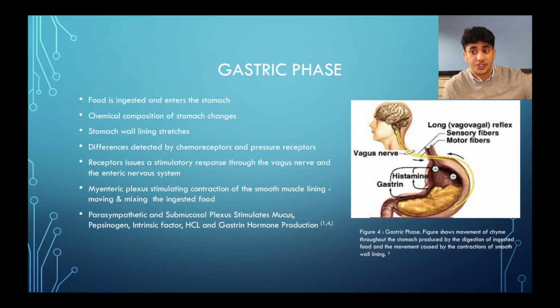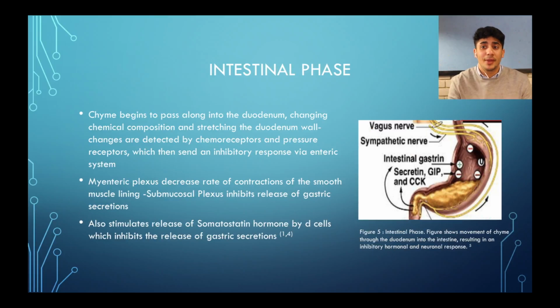It's found within 2 regions of the GI tract, the myenteric and submucosal plexus, with the myenteric plexus stimulating contraction of the smooth muscle wall lining, moving, mixing and breaking down the ingested food, and the submucosal plexus stimulating gastric secretions. Now, following this, a mixture of chyme is created and is waiting to pass through onto the intestines.